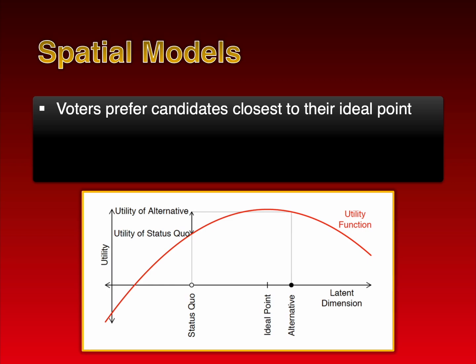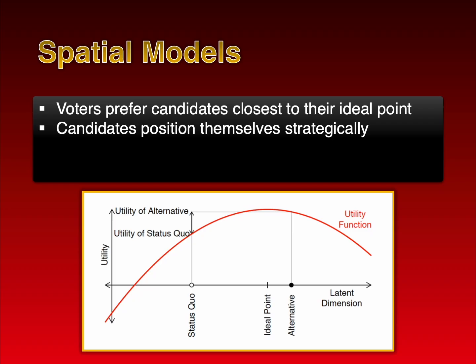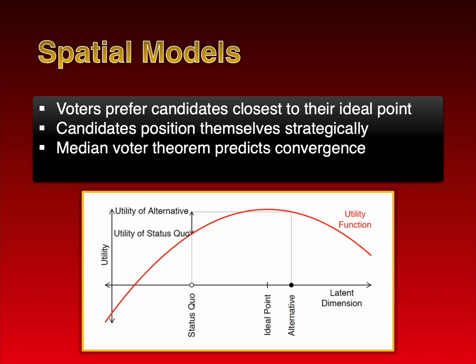Spatial models. Spatial models depict politics as a line of ideological positions, the x-axis here. Voters have an ideal point along this continuum, and they choose the candidate nearest to it. Candidates, anticipating this, converge towards a median voter whose position secures a majority.